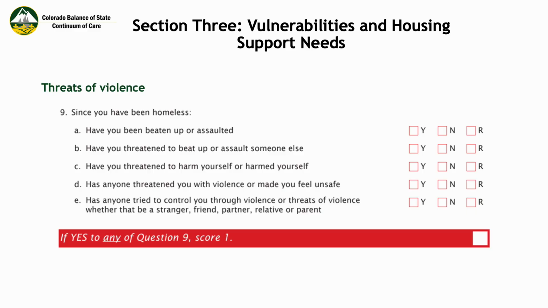You'll notice in the red scoring banner at the bottom, the individual gets 1 point if they answer yes to any part of question 9. And we'll look at another fictitious scenario for scoring purposes. In this scenario, the person answered yes to question 9A, 9D, and 9E. Therefore, they get a score of 1.